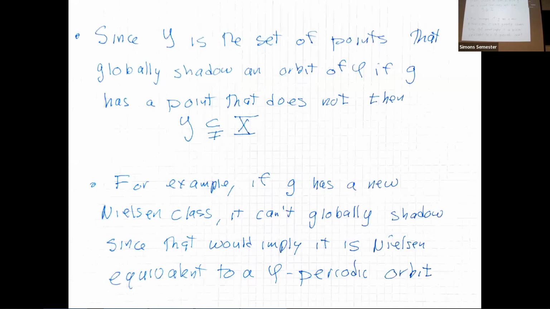And there's just a comment on this set Y. It can be strictly smaller. All right, so a good question is, how can it be strictly smaller? Well, remember you're Nielsen equivalent if and only if you globally shadow. So that tells you that if you create a new Nielsen class by your perturbation, then Y shrinks. It's because a new Nielsen class, which won't be essential, but it's a new Nielsen class, can't globally shadow anything from phi, because if it did, it would be Nielsen equivalent, and we've assumed it's not. So one way to shrink Y is to create new Nielsen classes. And so anyway, Y could be strictly smaller, and in general it is.